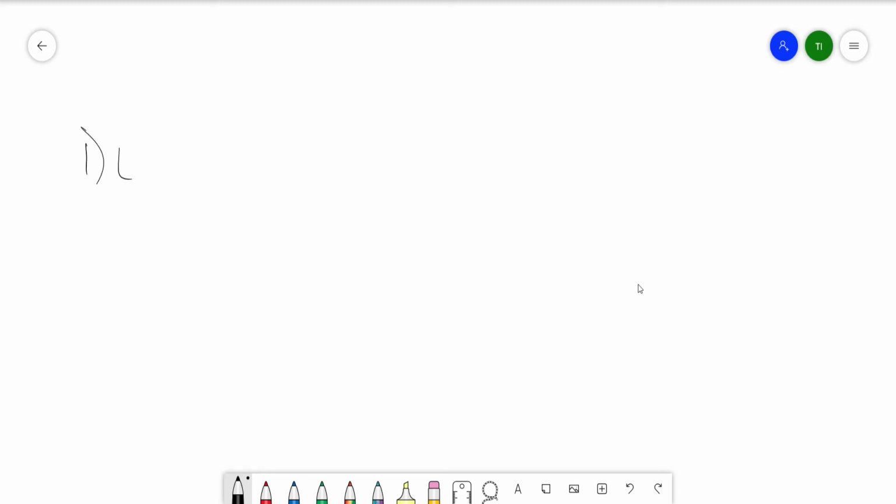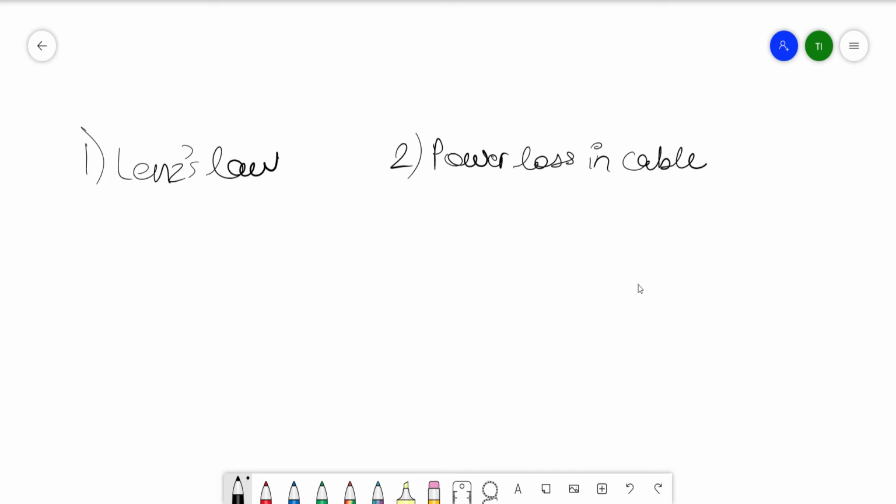The first one is Lenz's law. And the second one is power loss in cables. Okay. Now, firstly, let's take a look at Lenz's law.